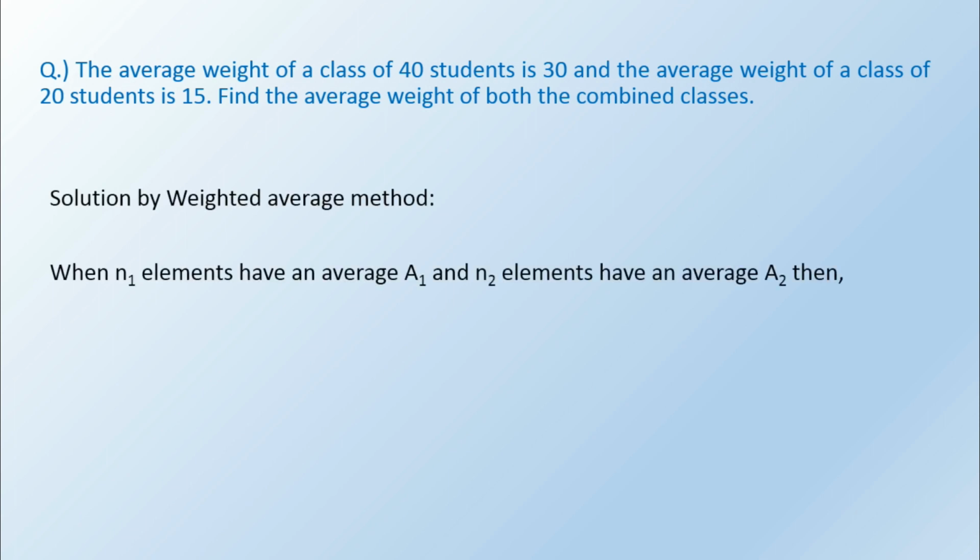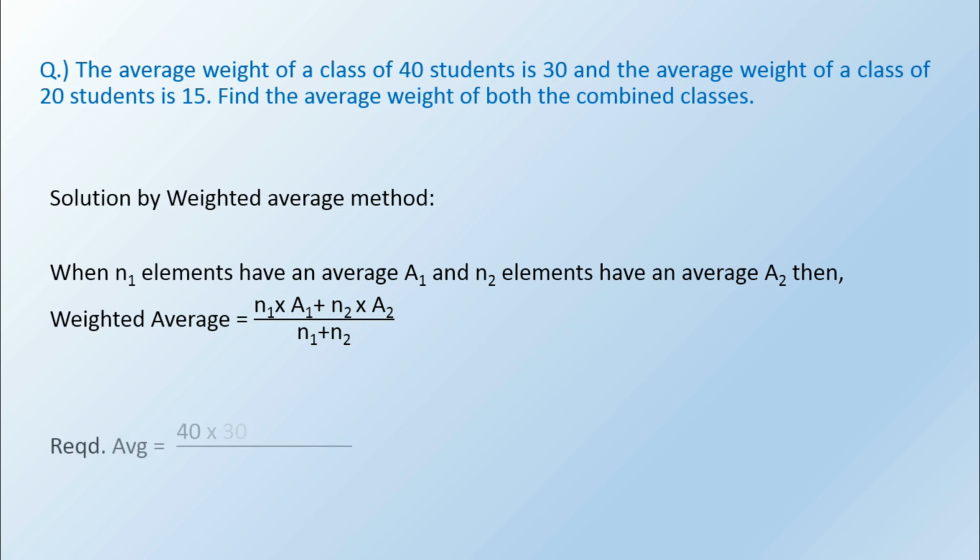In weighted average, when n1 elements have an average a1 and n2 elements have an average a2, then the weighted average is equal to (n1 into a1 plus n2 into a2) by (n1 plus n2). Using this, let's find the solution of this question. We get (40 into 30 plus 20 into 15) by (40 plus 20). We solve this to get 25 as the answer.